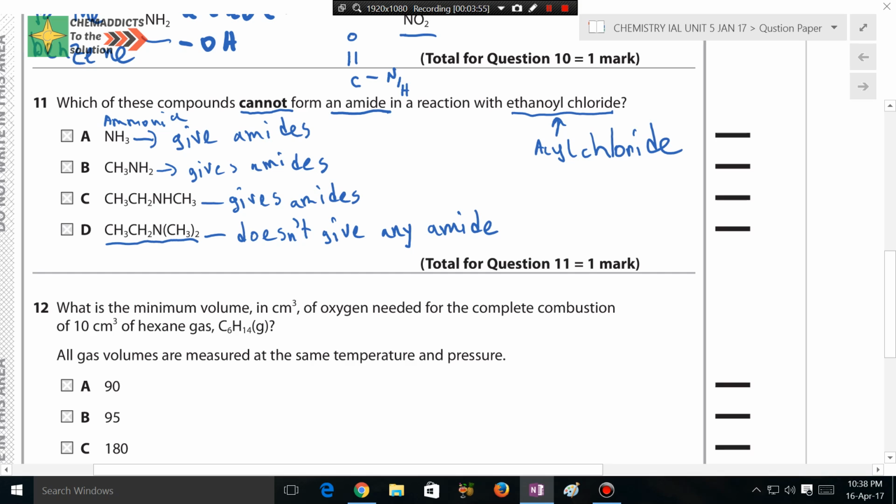Okay, so let's see about B. In here we can see that this particular nitrogen has 2 hydrogens and 1 alkyl group, CH3. We also know that this is a 1 degree amine. In a 1 degree amine, nitrogen has 2 hydrogens, so nitrogen is happy to give off hydrogen while reacting with acyl chloride. When this 1 degree amine reacts with acyl chloride, it will give off 1 hydrogen, forming an amide. So that is how it goes.